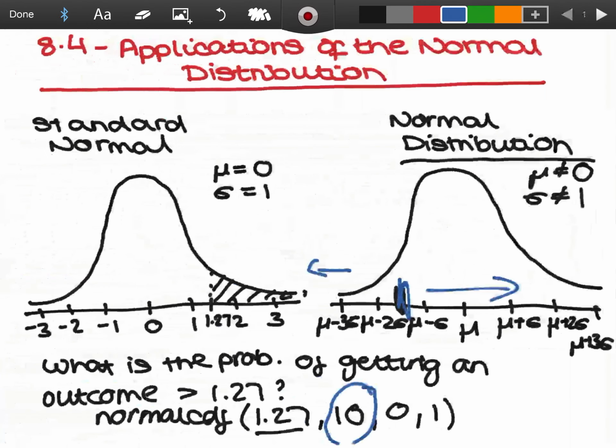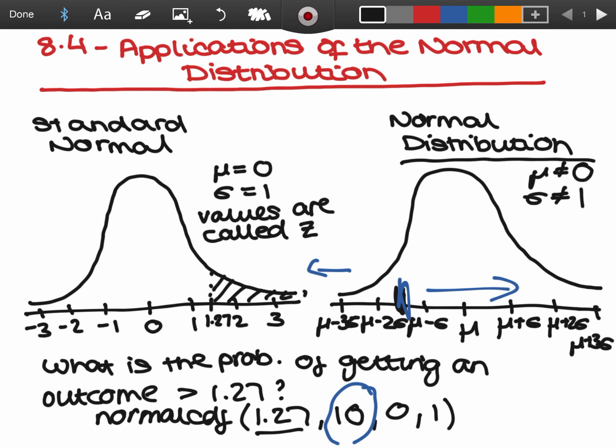And that is why the standard normal distribution is also called a Z distribution, because we use that actual letter Z to denote our value. So I would have said in this particular problem, what is the probability of getting an outcome greater than Z equal to 1.27? All of my values here in my standard normal distribution are always denoted as Z.